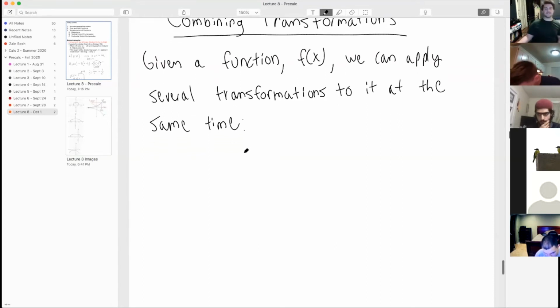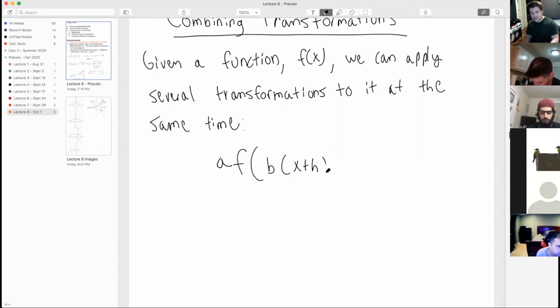So this is what it's going to look like in its most general form. Just don't get scared when I write this. It's really not that bad. So we have a multiplied by f of b times x plus h, plus k.